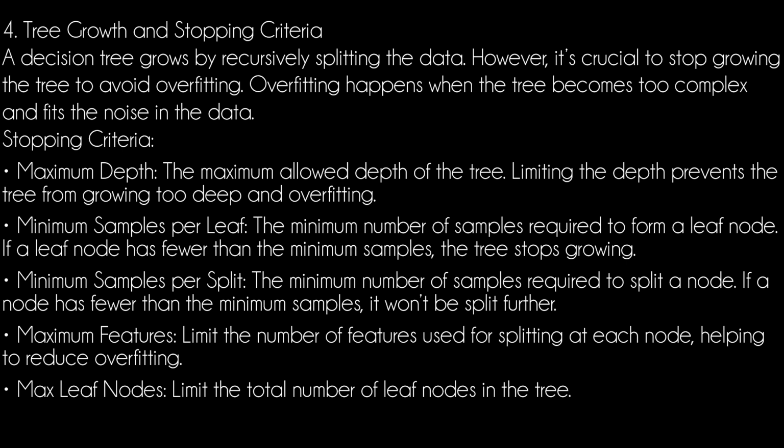Tree growth and stopping criteria. A decision tree grows by recursively splitting the data. However, it's crucial to stop growing the tree to avoid overfitting. Overfitting happens when the tree becomes too complex and fits the noise in the data. Stopping criteria: maximum depth, minimum samples per leaf, minimum samples per split, maximum features, max leaf nodes.